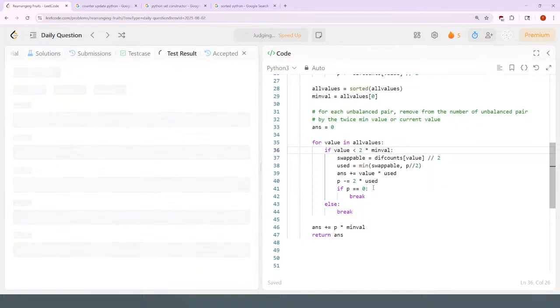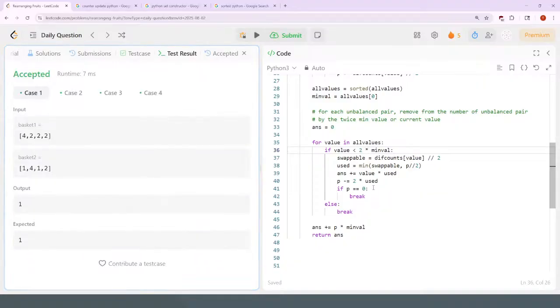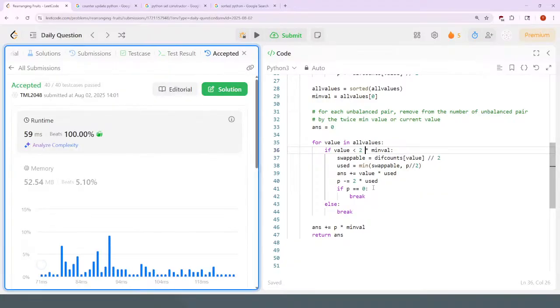I think I optimized it. Satisfactory, optimized enough. Okay.